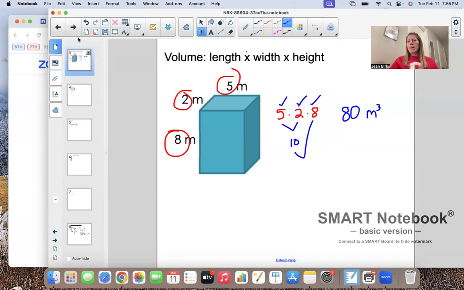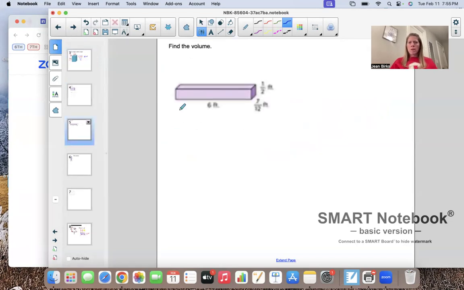So what we're going to do right now is apply this to our current skills, which is fractions. I'm going to go through a couple of examples with you. Here's example number 1, another rectangular prism. My length is 6 times my width, which is 7/12, times a height of 1/2. Now I notice 2 of these numbers are fractions, but I'm going to make the 6, that's a whole number, into a fraction over 1.